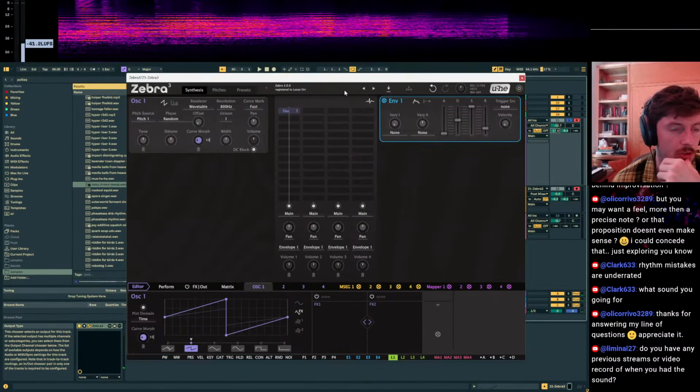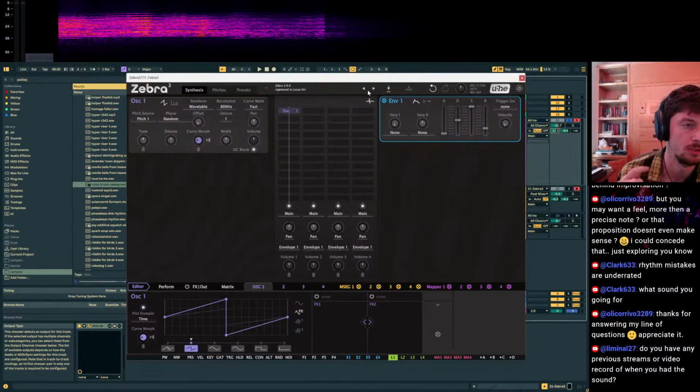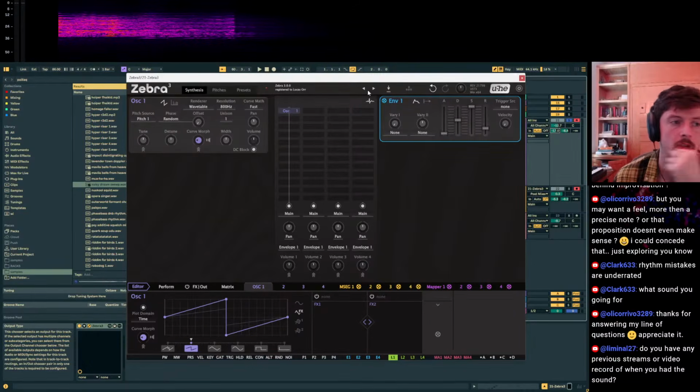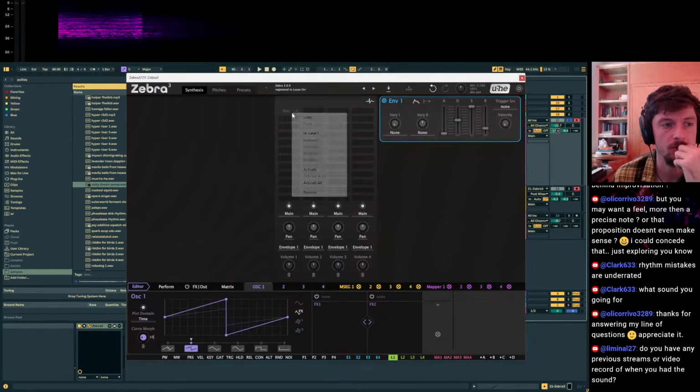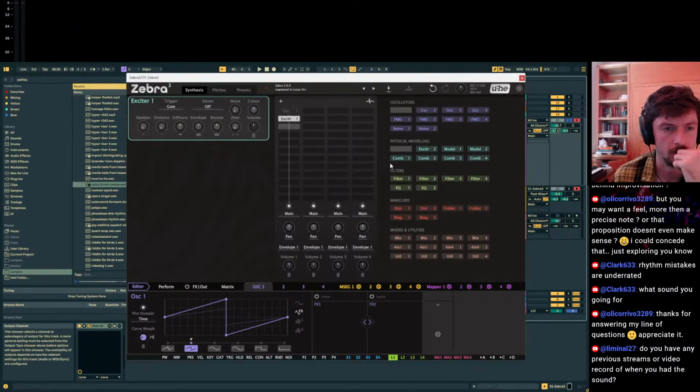All right, let's start over. I just want to make bubble sounds. What would be the best way to make bubble sounds? Probably with a filter. Can we just do, let's do filter with an exciter.